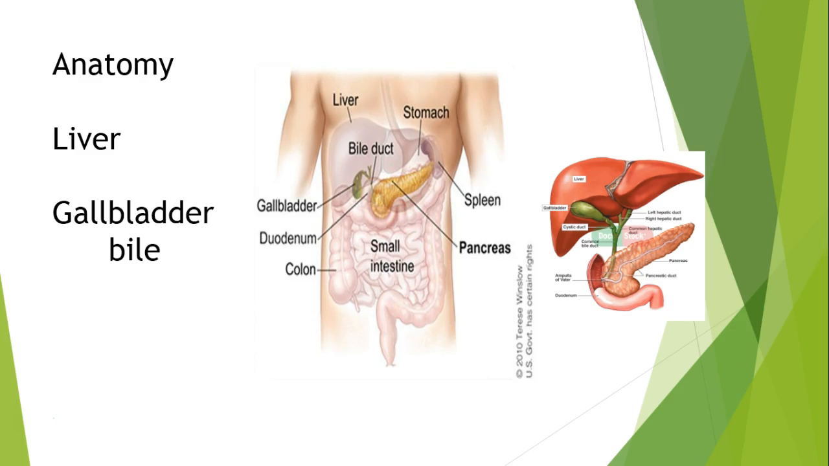So here's a little anatomy for you. Your gallbladder is located right under your liver. So here's your liver, and then your gallbladder is adhered right underneath it. You can see a little bit better over here. Then you also have the ducts. So you have your common bile duct and your left hepatic duct.